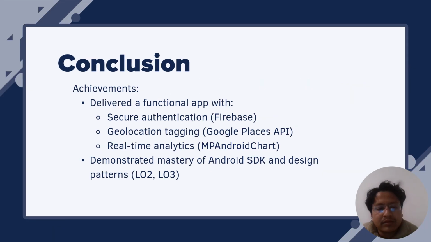Conclusion. Achievements. We achieved important things with Personal Expense Tracker: delivering a functional app with secure authentication by Firebase, geolocation tagging with the Google Places API, and real-time analysis. We demonstrated mastery of the Android SDK and design patterns. In closing, Personal Expense Tracker simplifies finances with secure tracking, instant analysis, and a clean user interface. With future updates it will become even more powerful. Thank you everybody.